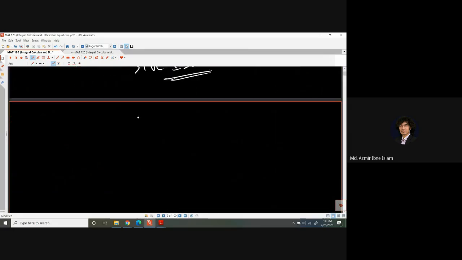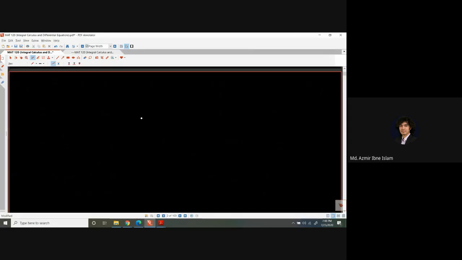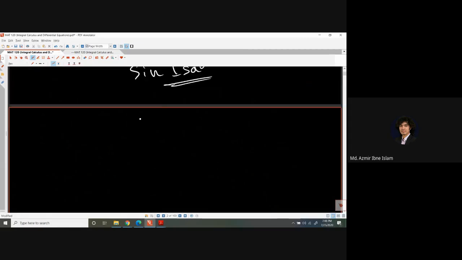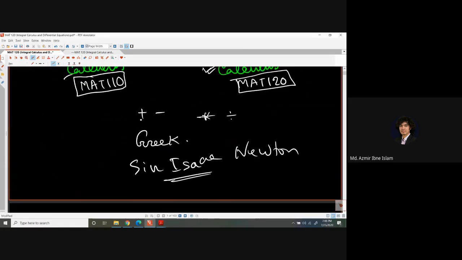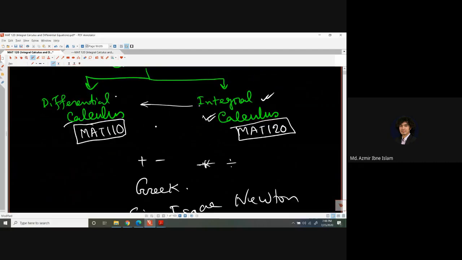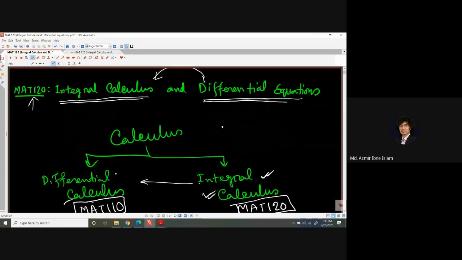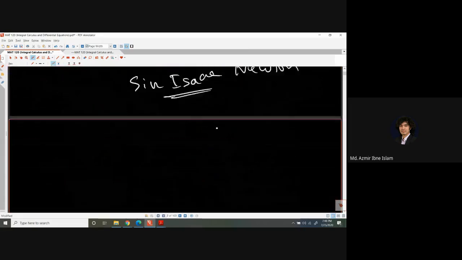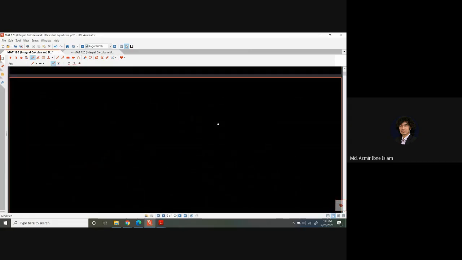So first of all, we have to know what integration is, okay. Since Math 120 deals with integral calculus and differential equations, let's try to start from the very beginning, okay. So we have to know what integration is at first, or what is the importance of integration in real life.